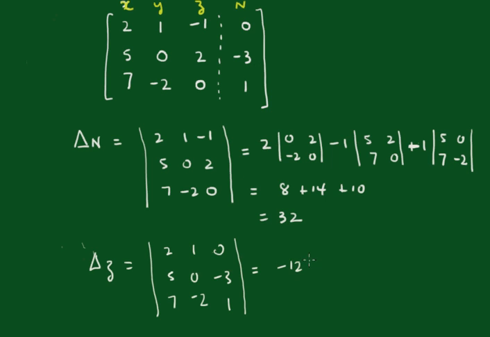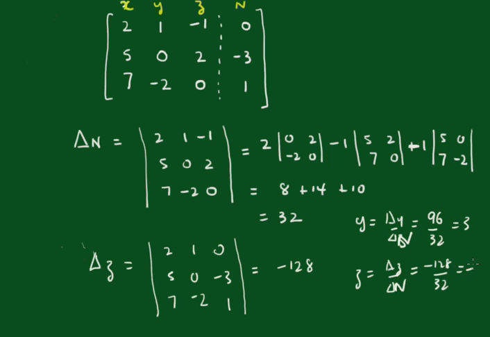minus 128. Now, to get what y is, y was delta y on delta n, which recall was 96 on 32, which was 3. And we can see that the z is going to be delta z on delta n, which is equal to minus 128 over 32, which is minus 4.